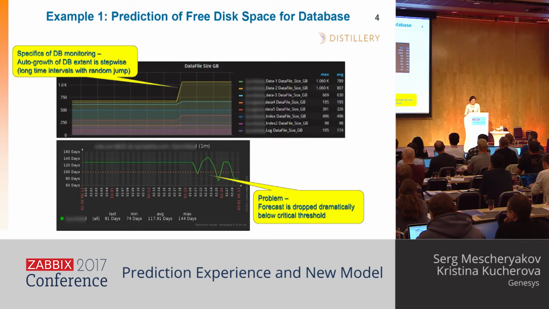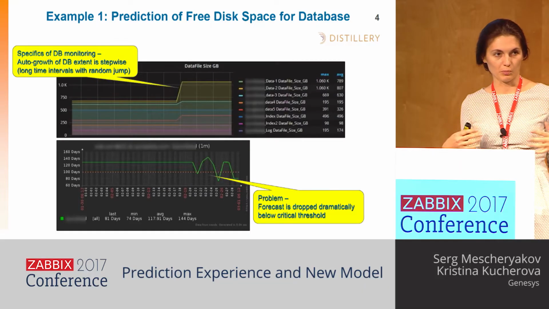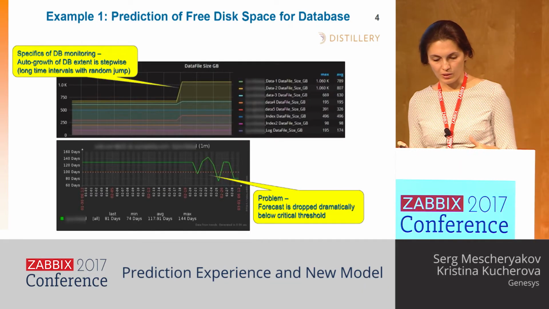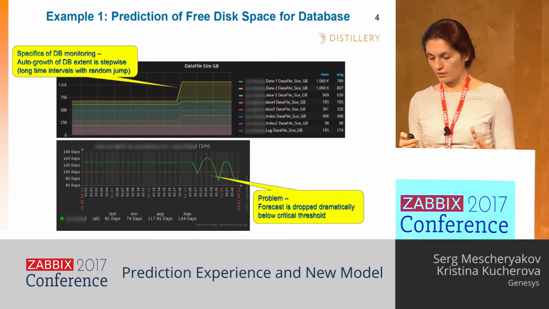You understand this? And our prediction model was not the best one. So we got this drop for the prediction period, and everybody was in panic. So what is going on? Are we going to have an outage with the database because the space will run out? Okay, so after this, we had a lesson learned.